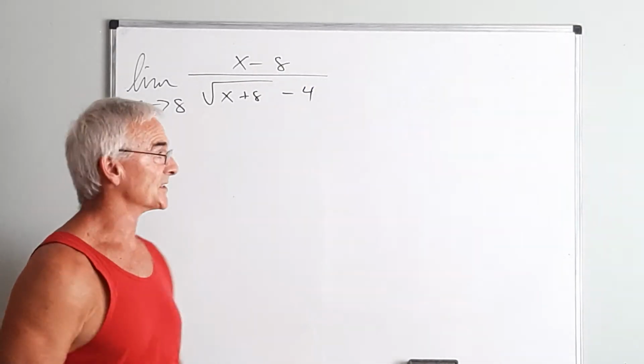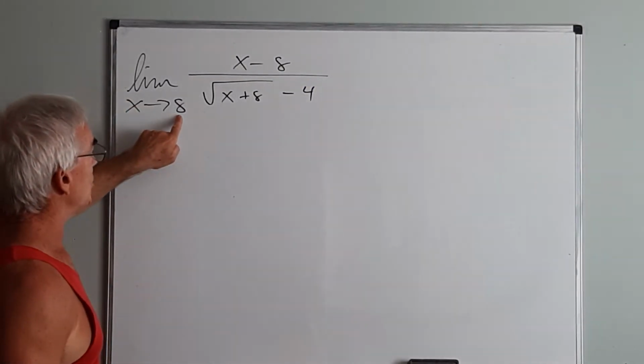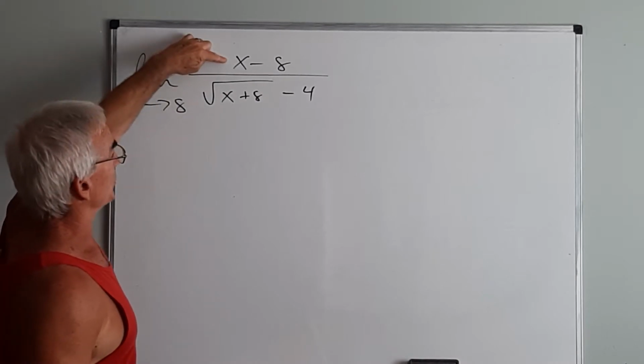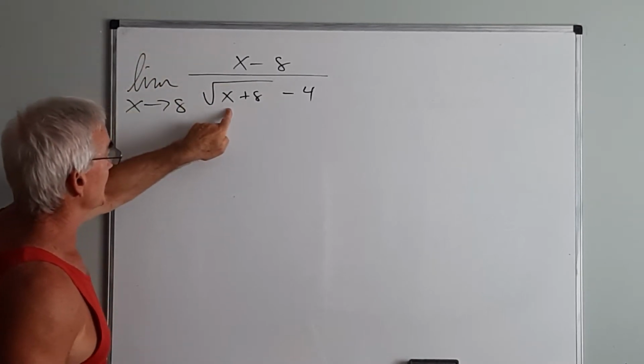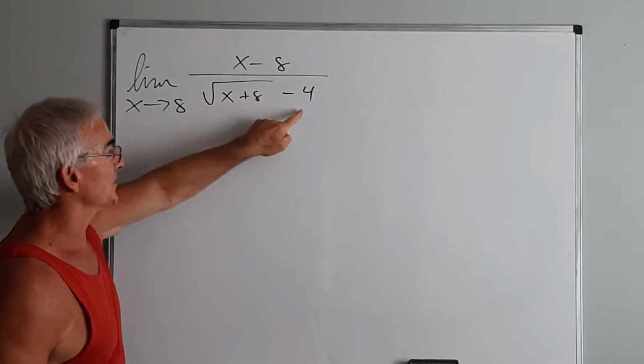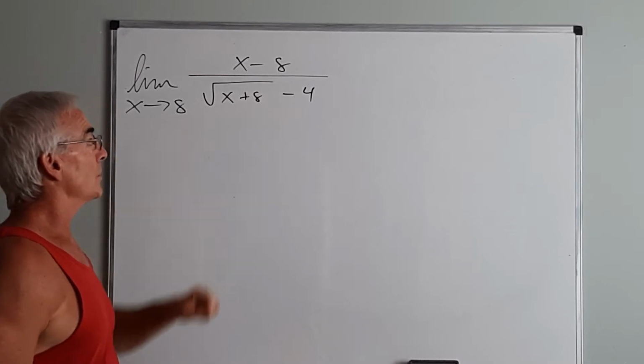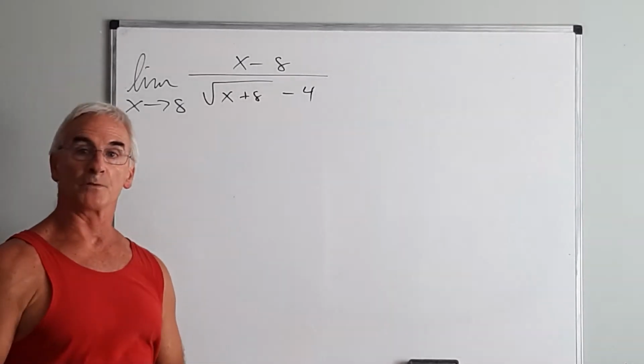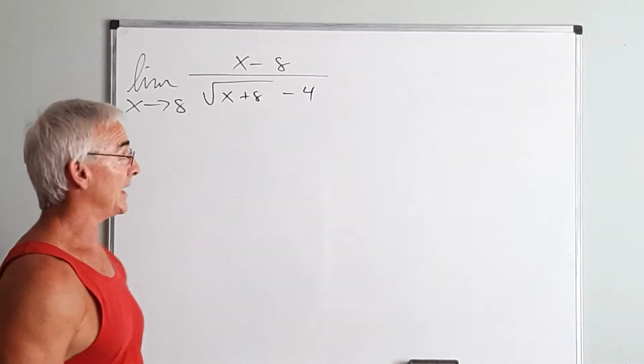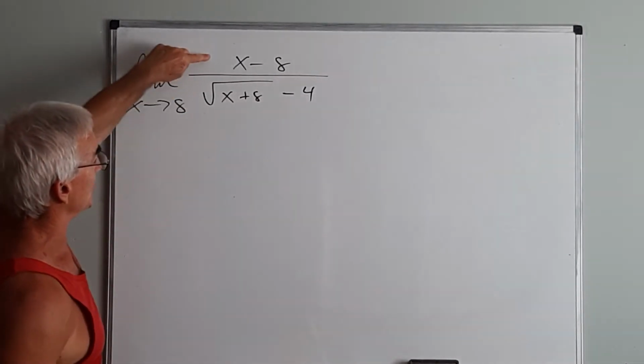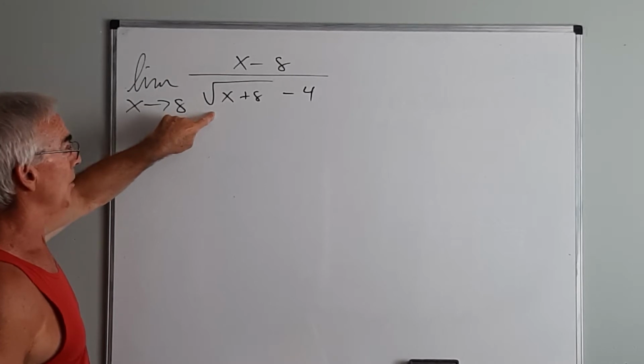Now, like the previous example, as x tends towards 8, my numerator clearly is approaching 0. My denominator is approaching the square root of 16 minus 4, which is also 0. So, like the last problem, this has the indeterminate form 0 over 0, but unlike the last problem, it's not as simple as factor and cancel because the denominator is not a polynomial.